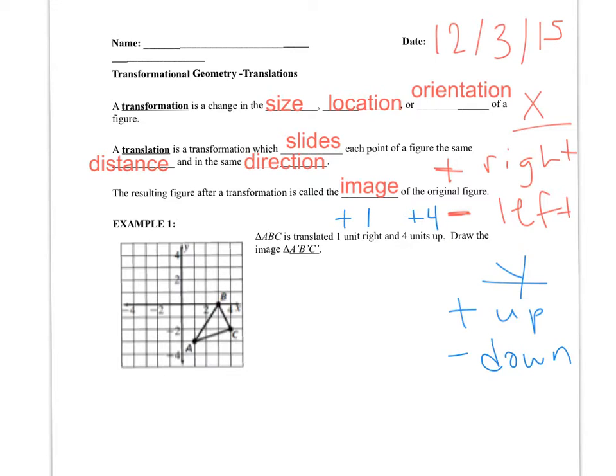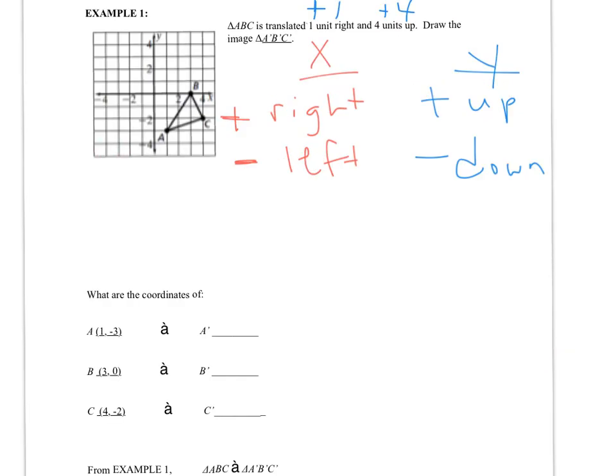So I'm going to scroll this up a little bit so we can see it better. If you look down here to the left, they give us our points for A, B, and C. Now I'm going to write down the rule, which is dealing with the +1 and +4. Remember, if I'm going right or left, that's dealing with X. So because I'm going to the right, I'm going to add 1 to X. Now that's just the rule for X. And then for Y, it says I'm going to go up 4.